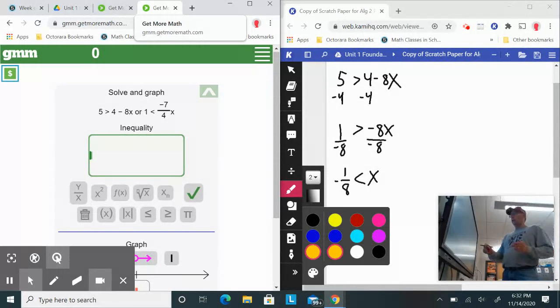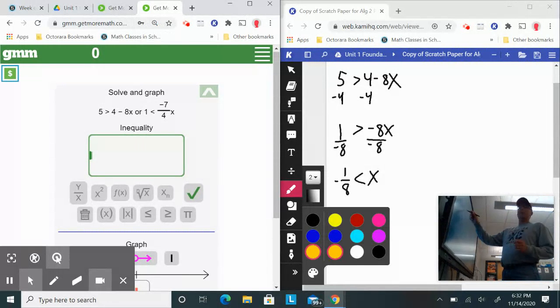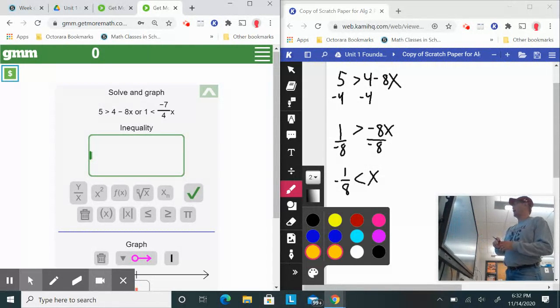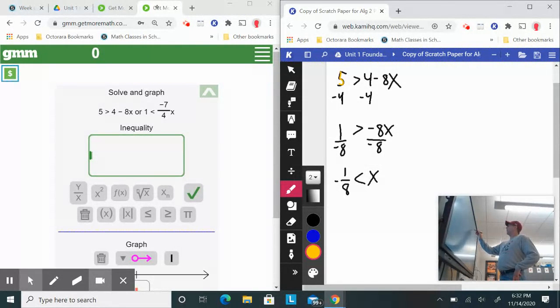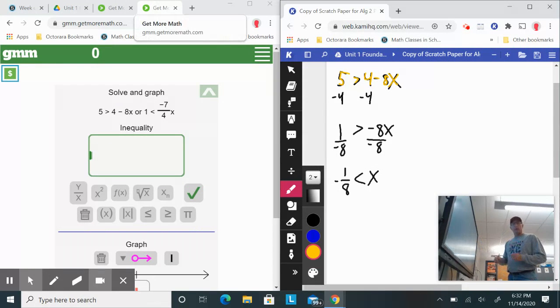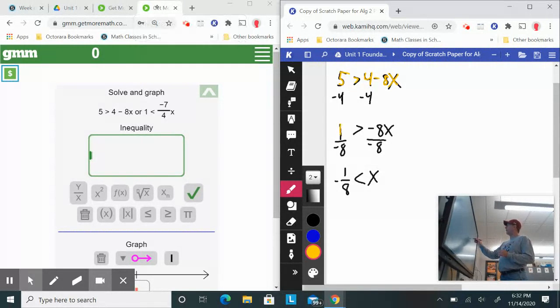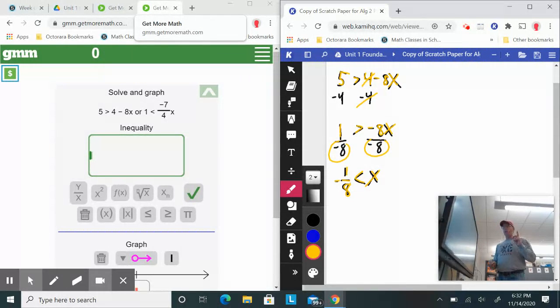So as you can see, I took the first inequality from the GMM side, 5 is greater than 4 minus 8x, and I copied it over here. So you look at the right side, I subtracted 4 from both sides. I got a positive 1 is greater than negative 8x because the 4's canceled out. Then I divided by negative 8 on both sides, which gave me negative 1/8. And I had to reverse the sign because I divided by a negative on both sides. So the sign reversed.